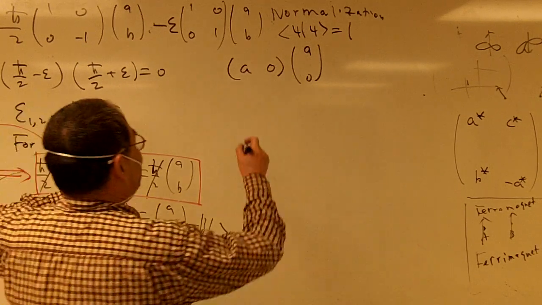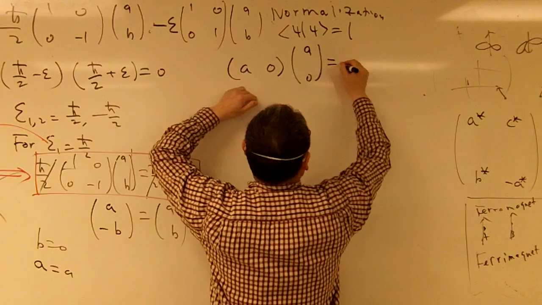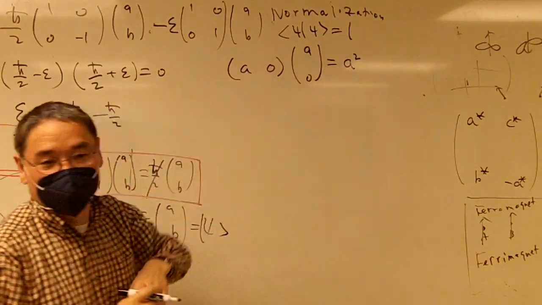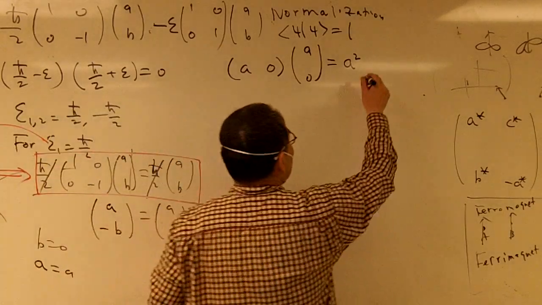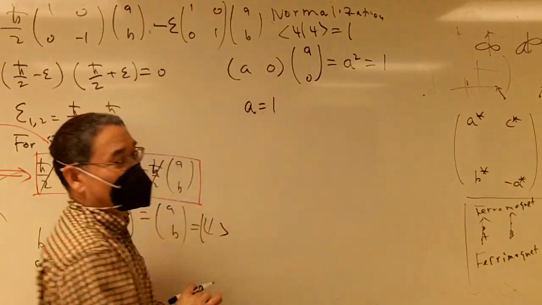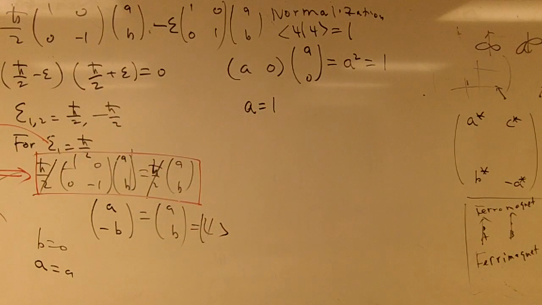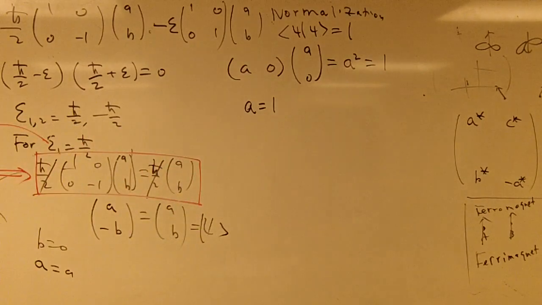Now you do the multiplication, and of course this multiplied by that is just one element, A squared. So this just gives us A squared. So then A squared equals 1. Then my A just equals 1. And if you ask, can I just choose negative 1? You are perfectly fine. Nobody will blame you for using a negative 1. But people like a positive 1, so that will be fine.